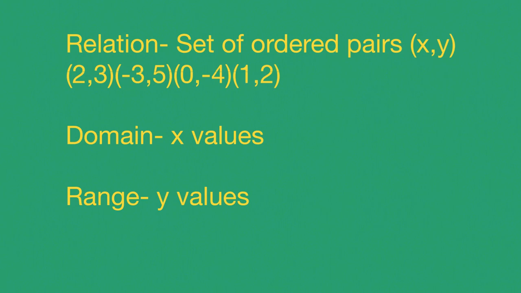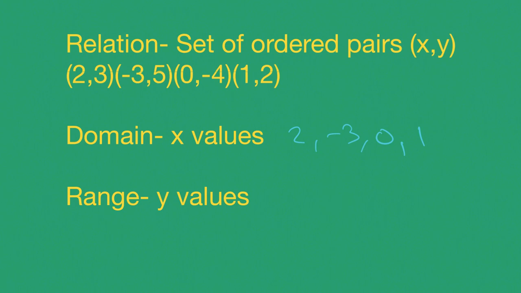What are the x values in those ordered pairs? Give me the x values of those ordered pairs. 2, negative 3, 0, and 1. So if I wanted the domain of that relation, that would be the domain of that relation: 2, negative 3, 0, and 1. But again, we have to understand what they're asking for. So if they start talking to you about domain, we want to associate domain with x values. And it's that simple, okay?